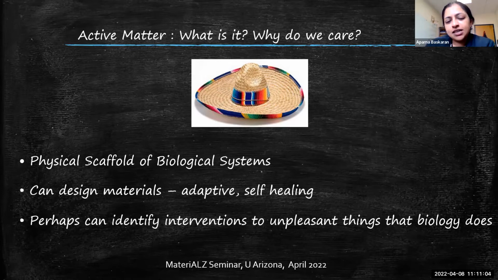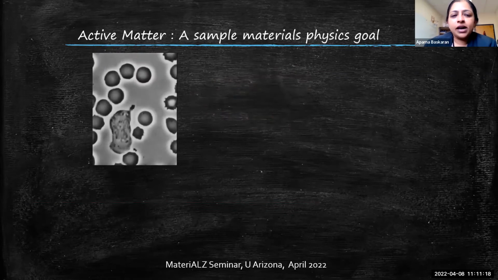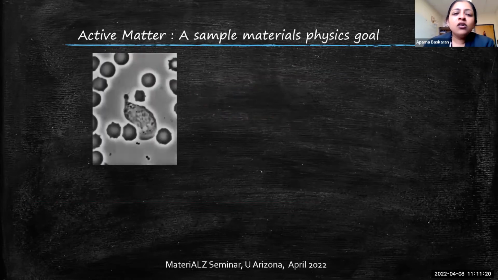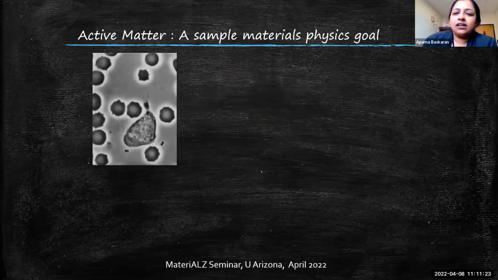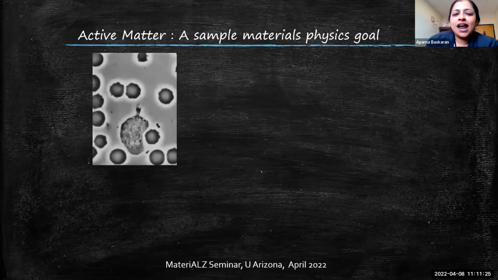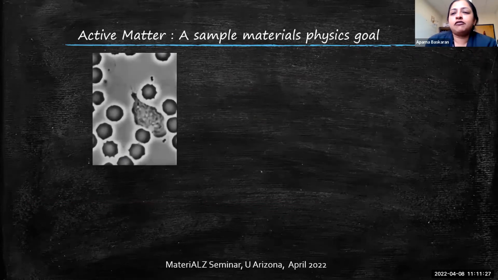But for our purposes, and given that it is a MateriAlZ seminar, let me try to underline this point, which is, what do I mean by design materials, adaptive, self-healing, and stuff like that? And I want to underline this point in the context of a particular example. Let me go back to my crawling cell. This, in my view, is a smart bag. It's a bag that can move and navigate and achieve function.